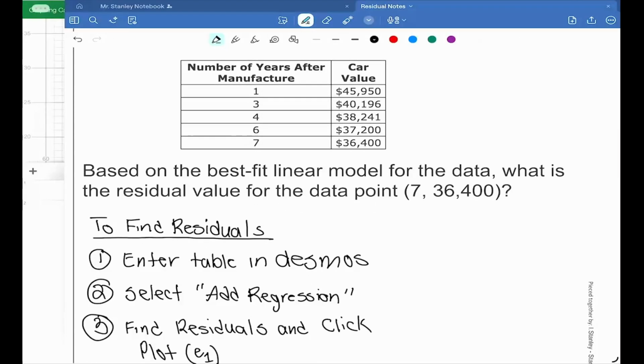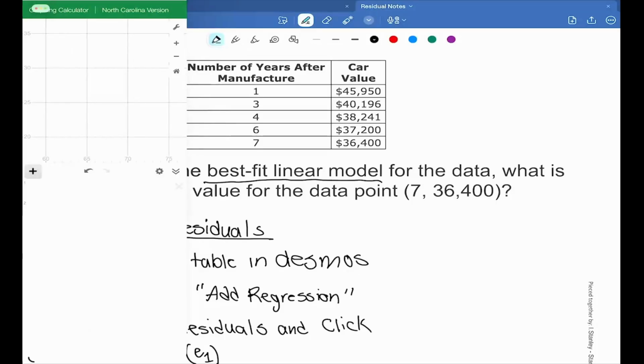When we enter that table into Desmos, we're going to add a regression, and the problem already stated that we need the best fit linear model. So we're going to make sure we have a linear regression. And now once we get our data from that, what we're going to be looking for in that box is going to say residuals. And underneath residuals, you'll see E1 and the word plot. We're going to click the word plot, and that's going to list out all of our E1s. E1 in Desmos is the residual values. Okay, so now let's do that in Desmos and we get our answer.